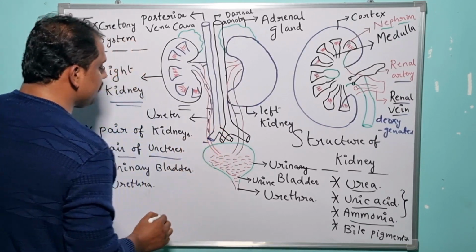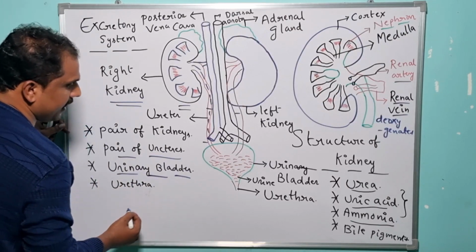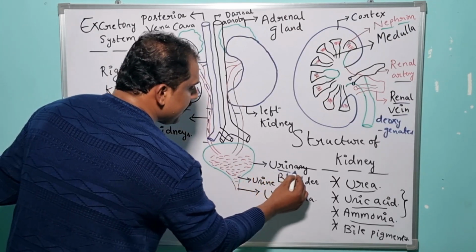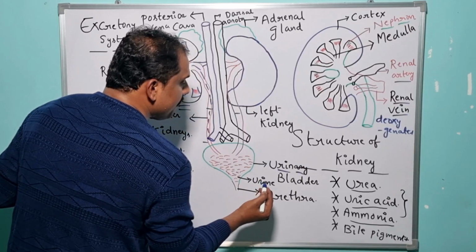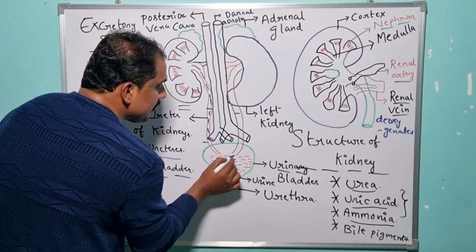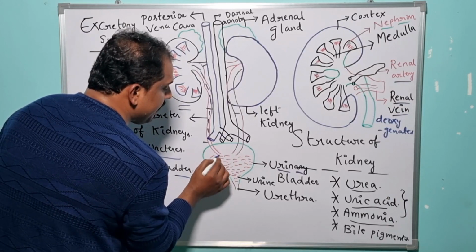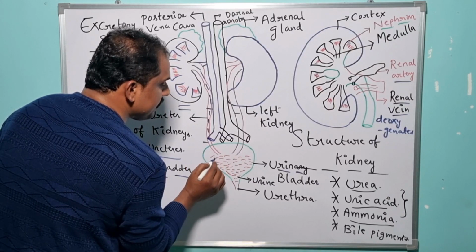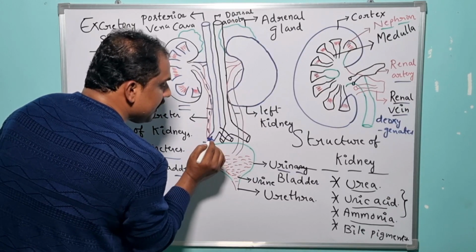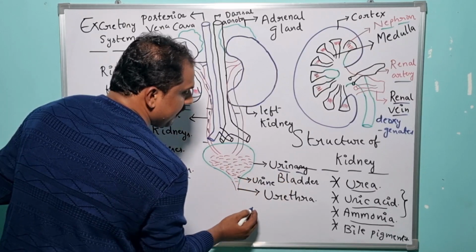So here, in addition to the pair of ureters, we can observe the urinary bladder. So what is the role of the urinary bladder here? The role of the urinary bladder is very simple. The role of the urinary bladder is to store the urine. Once the urine is synthesized or produced during the excretion mechanism, the urine is temporarily stored in the urinary bladder.